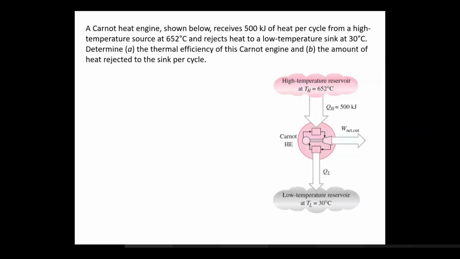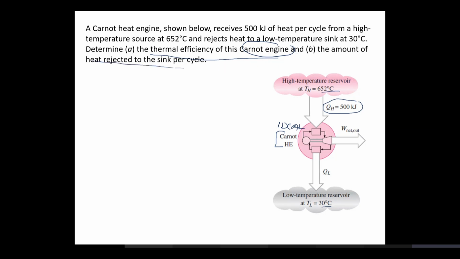So you have a heat engine. This is a Carnot heat engine. A Carnot heat engine is an ideal or reversible heat engine operating between 652 and 30 degrees centigrade, and the heat provided to the system is 500 kilojoules. You have to determine the thermal efficiency. When you say thermal efficiency of Carnot engine, it is basically the reversible efficiency.